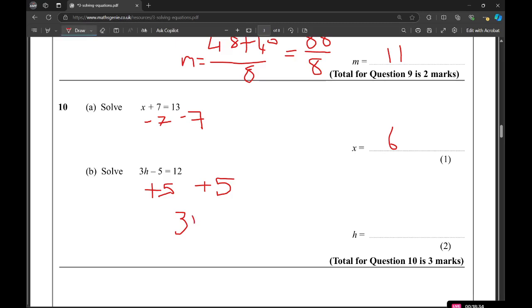Yusuf, this is more for GCSE maths, but it's still relevant for key stage 3 maths as well. 3h means 3 times h. Divide by 3 on both sides. We get h equals 17 thirds. Again, leave your answer as a fraction. That would also suffice.